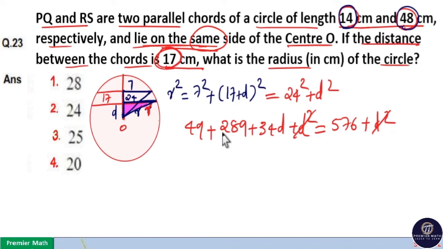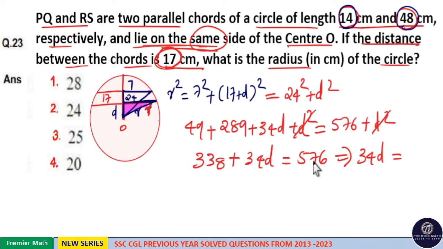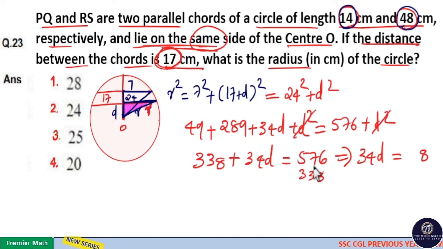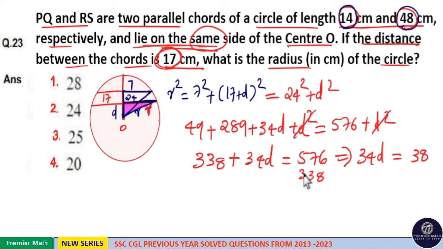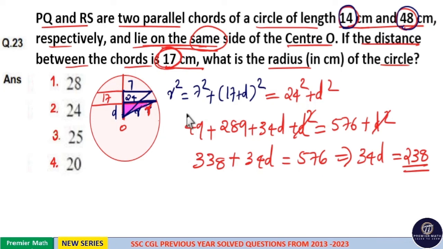Remaining is 289 plus 49, that is 338, plus 34D is equal to 576. Now from this, 34D is equal to 576 minus 338. 16 minus 8 is 8. 6 minus 3 is 3. 5 minus 3 is 2. So 238. 34D is 238.